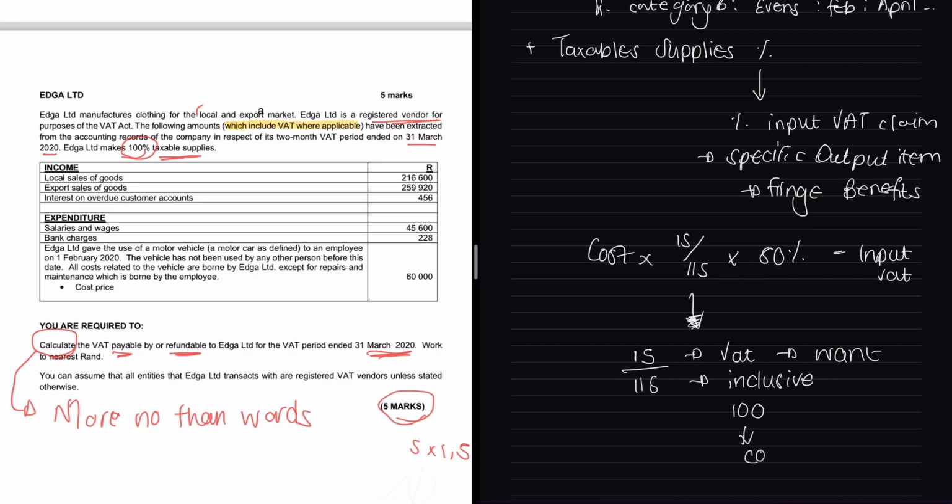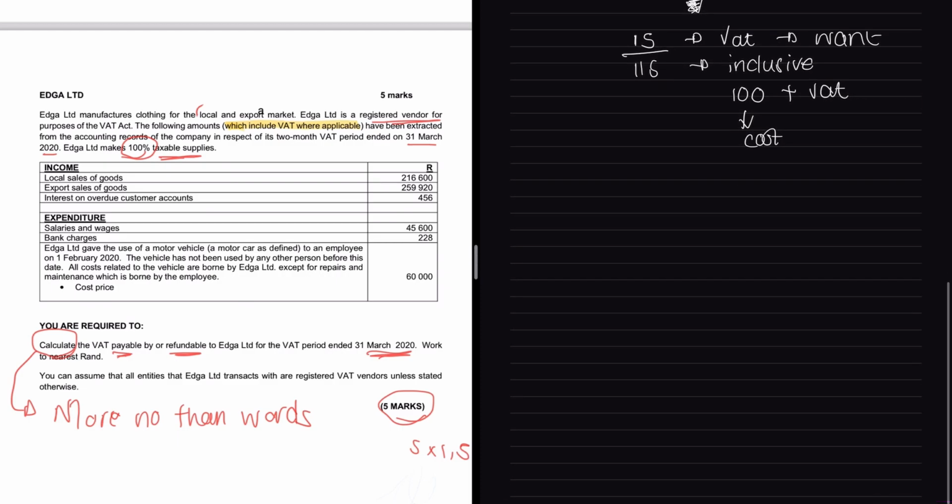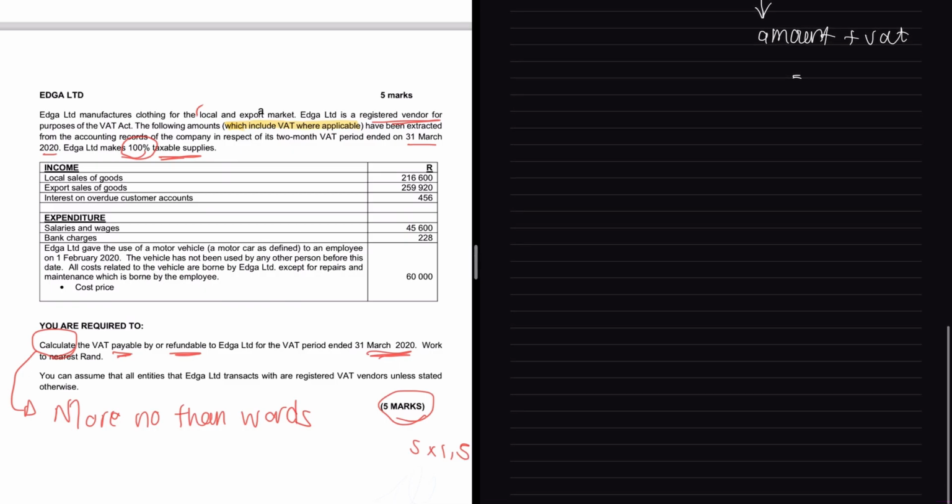Cost plus VAT. Yes? Perfect. Or the selling price plus VAT. Either way, the amount is inclusive of VAT. Whatever the amount is, amount plus VAT will get you the total that you buy for. Yes? Perfect. So let us begin.